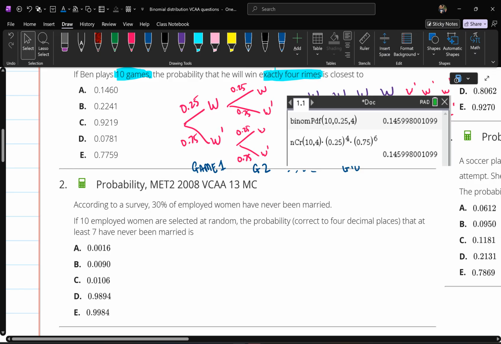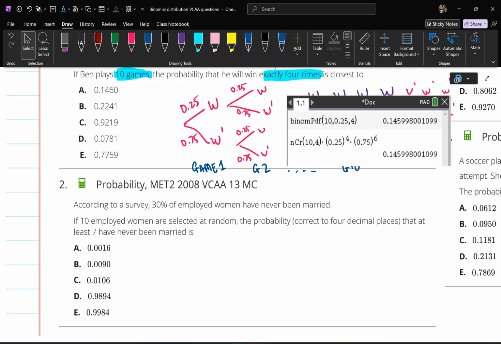So next problem is likely a CDF problem. So according to a survey, 30% of employed women have never been married. Okay, so you got a 30% chance of not being married. Again, same thing, 10 employed women. So you got 10 of these women selected at random. The probability that at least seven have never been married.